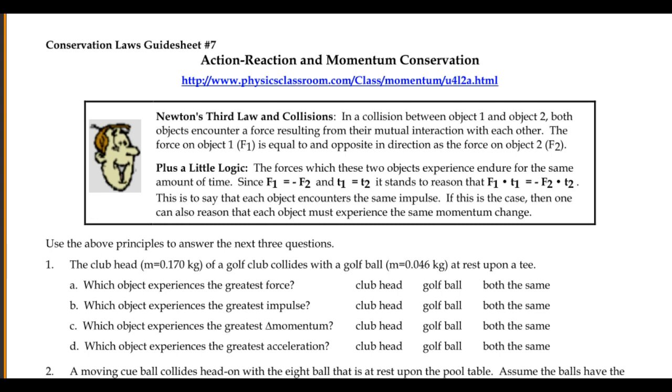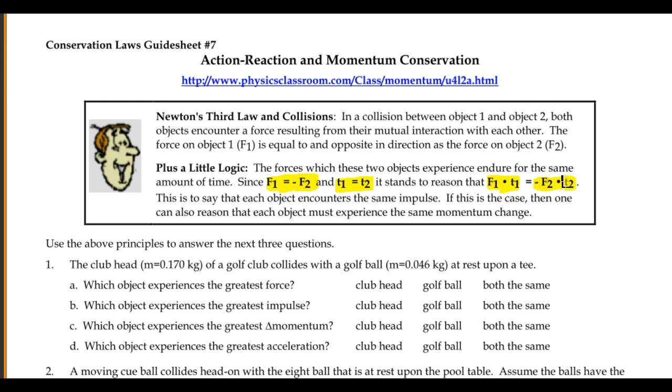Those forces will exist for the same amount of time for each object, 1 and 2, A and B, whatever you want to call them. Now, that leads us to the forces being equal but opposite, the times being equal. Now, that leads us logically to say, well, if the times are equal and the forces are equal but opposite in direction, then the force applied by 1 times its time that it stays on is equal to the opposite, F2, times the time that it stays on.